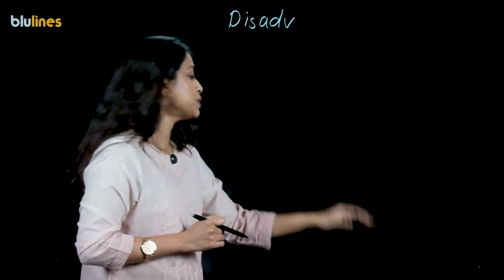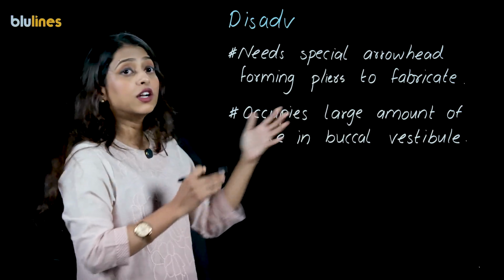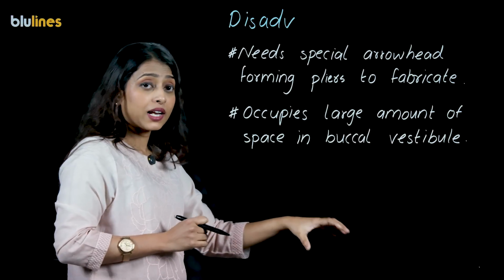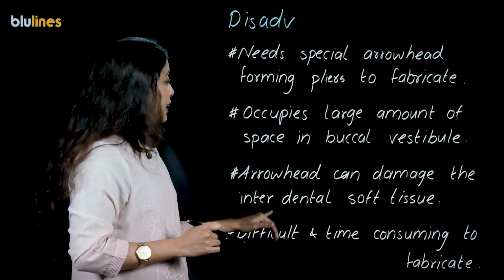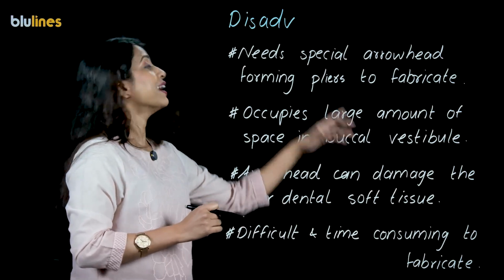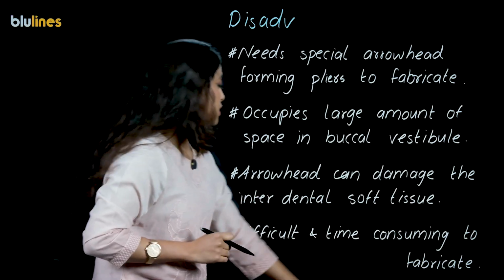Disadvantages of Schwartz clasp. It needs special arrowhead forming pliers to fabricate, and occupies a large amount of space in the buccal vestibule. The arrowhead can damage the interdental soft tissue. It is difficult and time consuming to fabricate, hence it is not used as commonly as the Adams clasp.